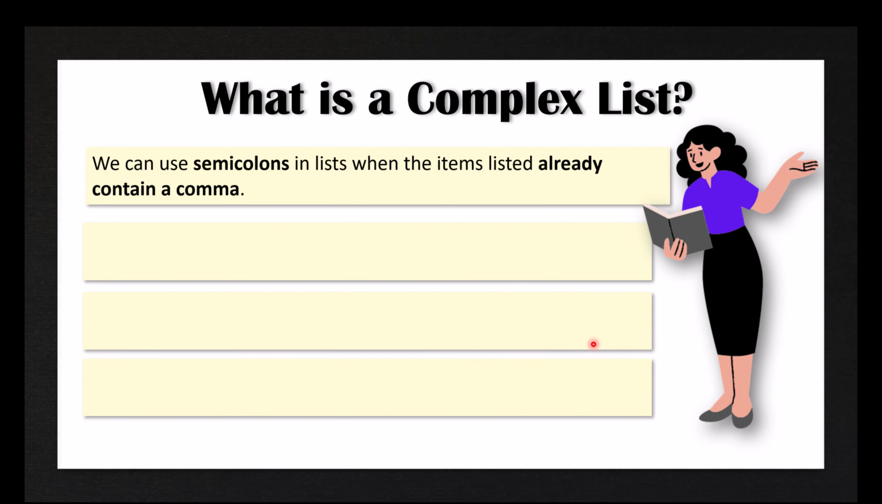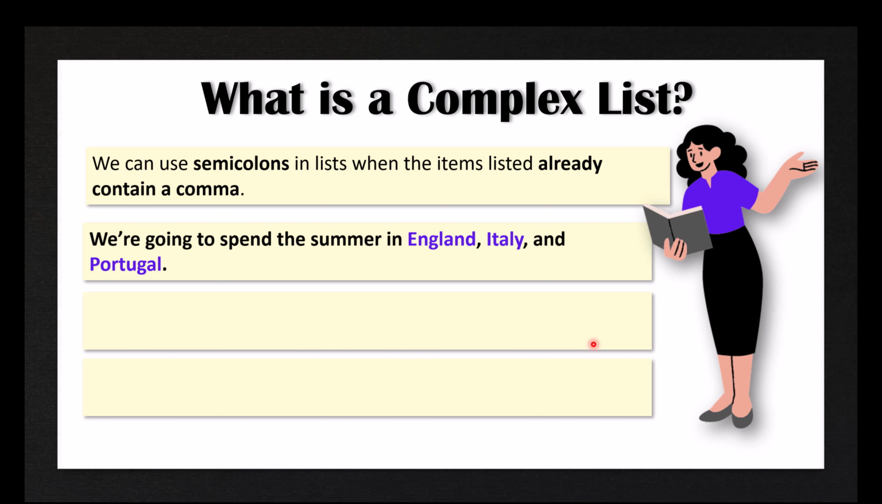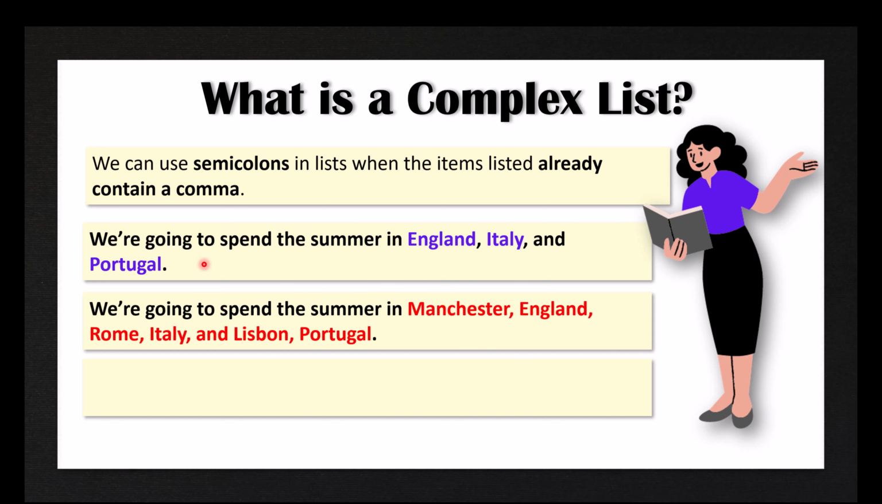So what is a complex list? Well, we can use semicolons in lists when the items listed already contain a comma. So let's look at how this can happen. For example, we're going to spend the summer in England, Italy, and Portugal. This is a simple list. What if we had this? We're going to spend the summer in Manchester, England, Rome, Italy, and Lisbon, Portugal.